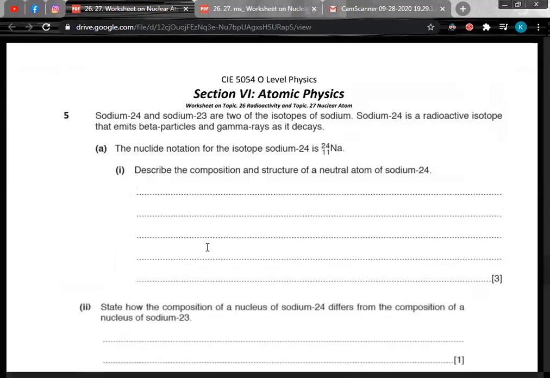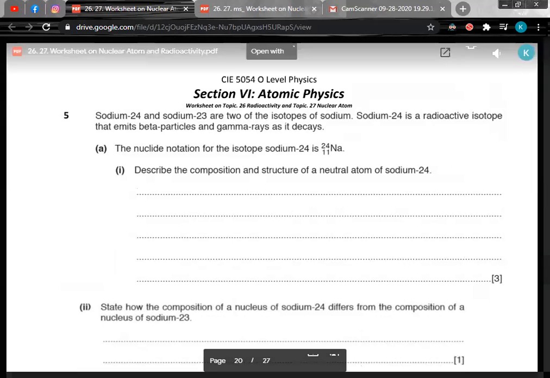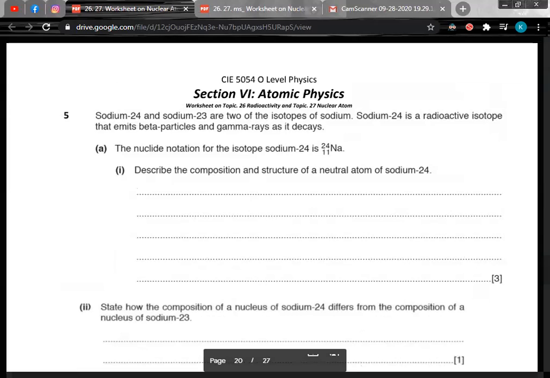Sodium-24 and sodium-23 are two isotopes of sodium. Sodium-24 is a radioactive isotope that emits beta particles and gamma rays as it decays. The nuclide notation for the isotope sodium-24 is 24 over 11 Na. Describe the composition and structure of a neutral atom of sodium-24.